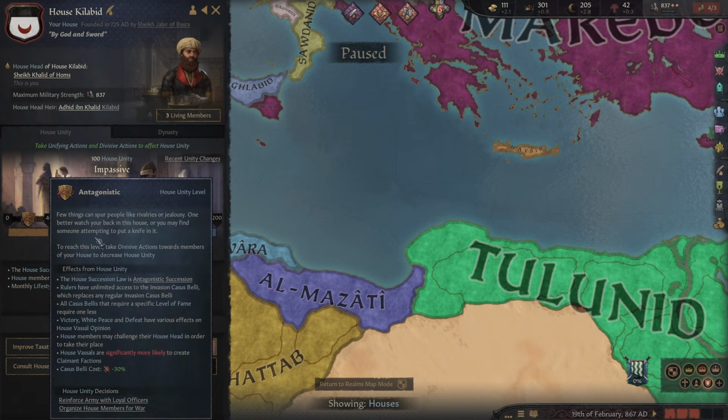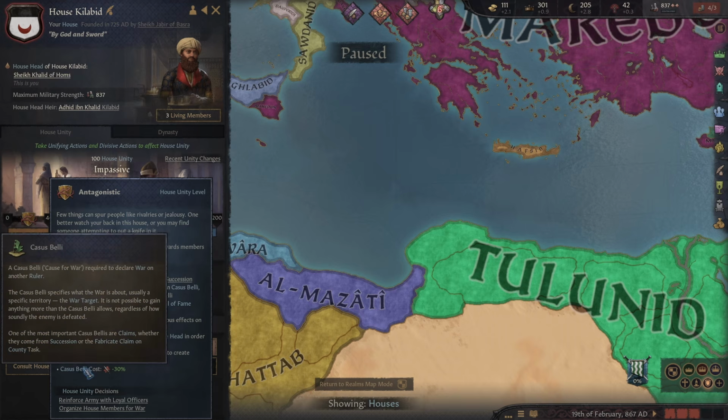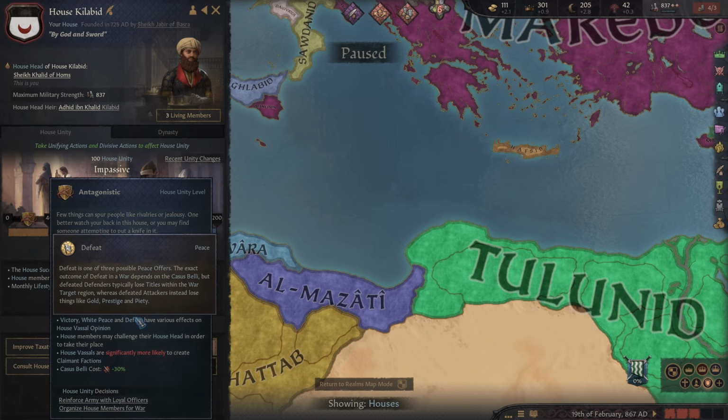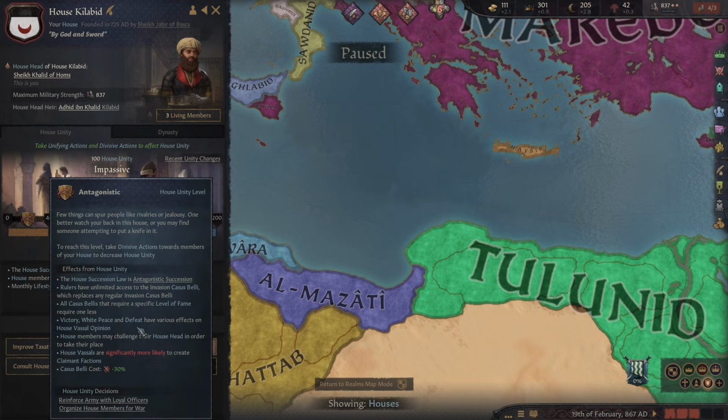And further left is antagonistic. CBs are even cheaper, and you don't need a high level of fame to use them. House members are even more likely to create claimant factions, and can still challenge the house head. But they can no longer fabricate hooks on each other, which is interesting. Now you have unlimited access to the Subjugate Kingdom CB, and you gain opinion with house member subjects if you win a war, but you lose opinion if you white peace or if you lose the war.